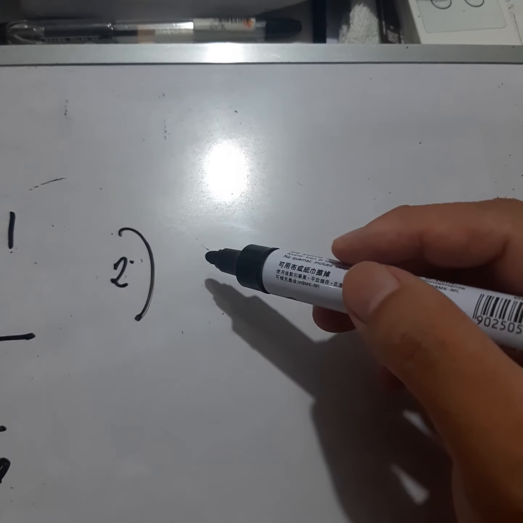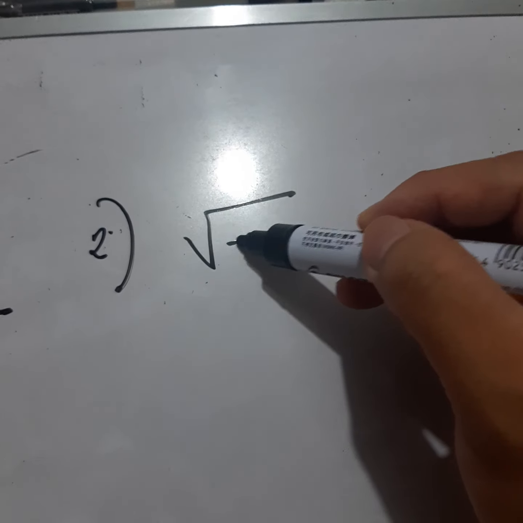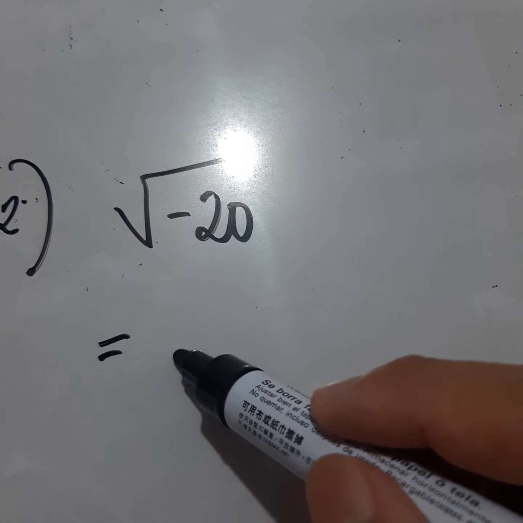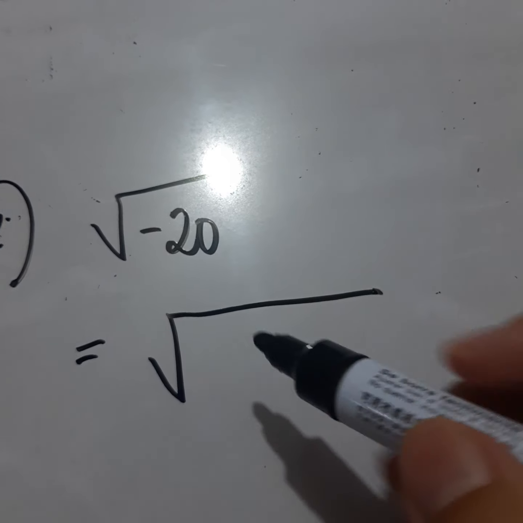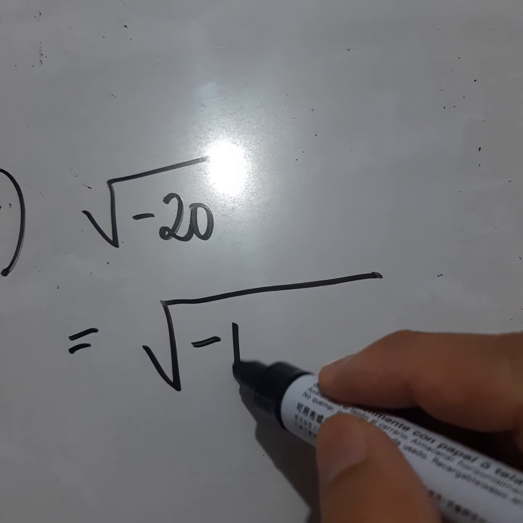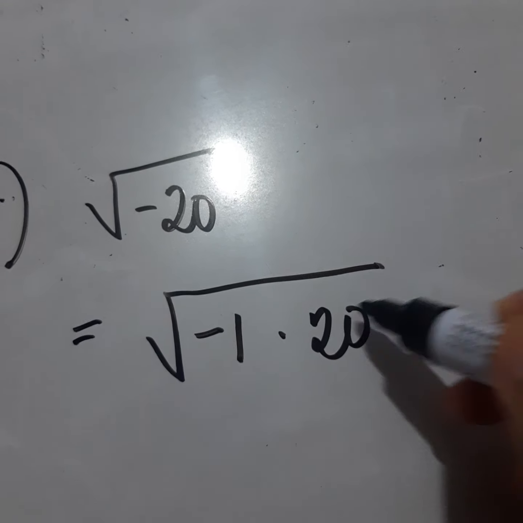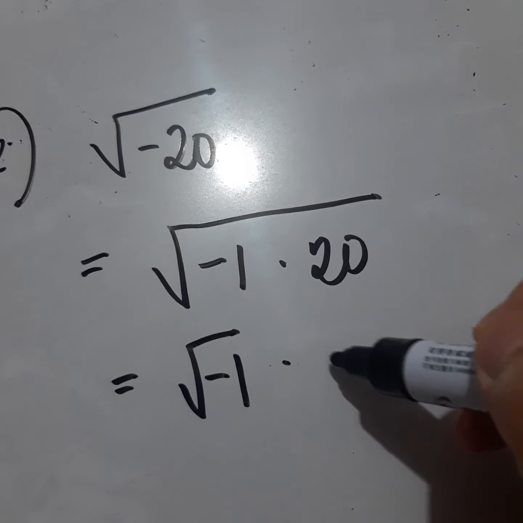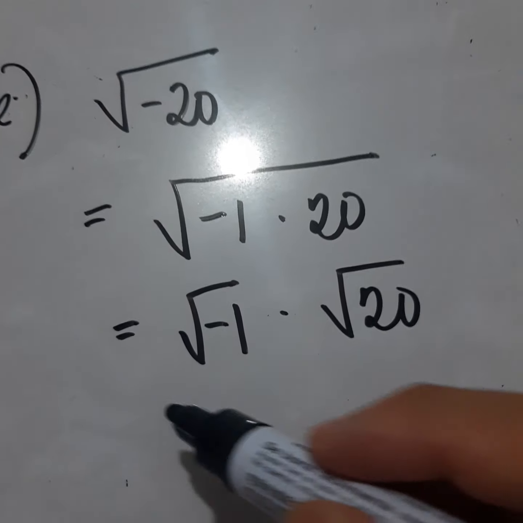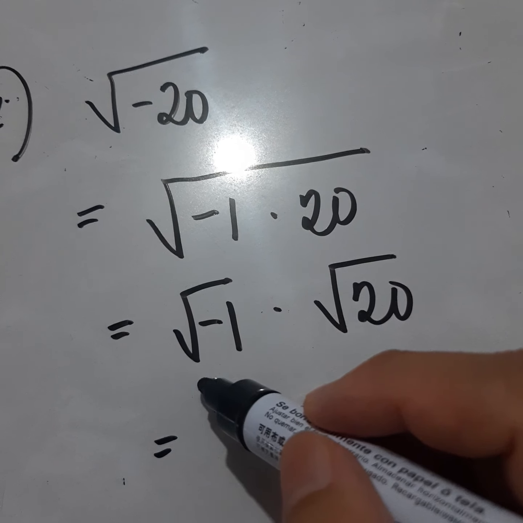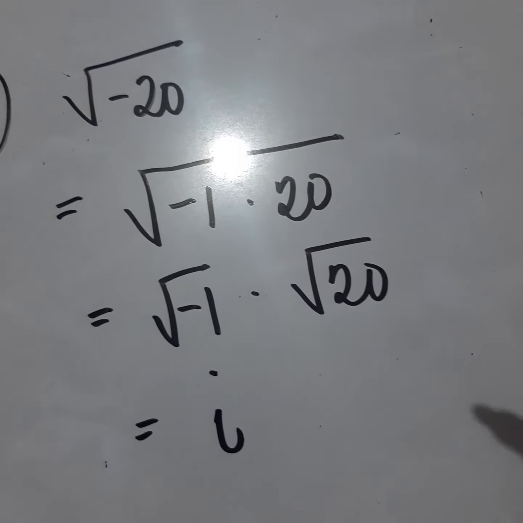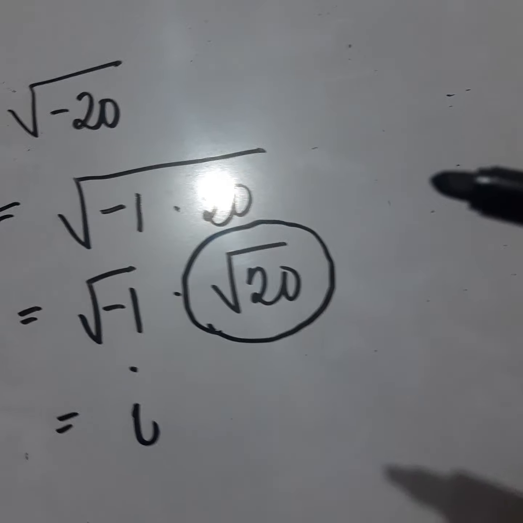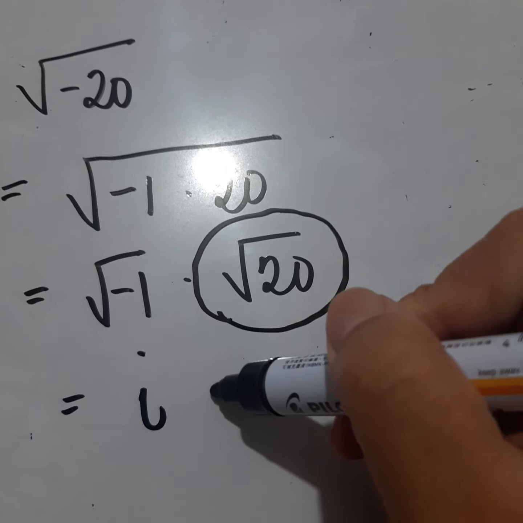So, isa pa. What if we have square root of -20? So, same process din. We're going to factor out -20, simplify natin siya. So, this is equivalent to -1 times 20. So, product rule, square root of -1 times square root of 20. Now, square root of -1 is equivalent to i. Pero ngayon, yung square root of 20, although this is not a perfect square, pero this is factorable. So, try natin siyang i-factor.